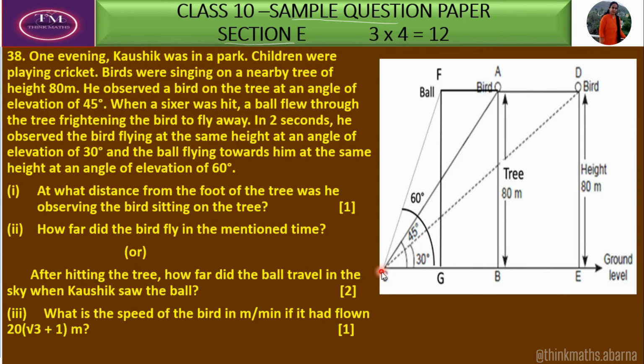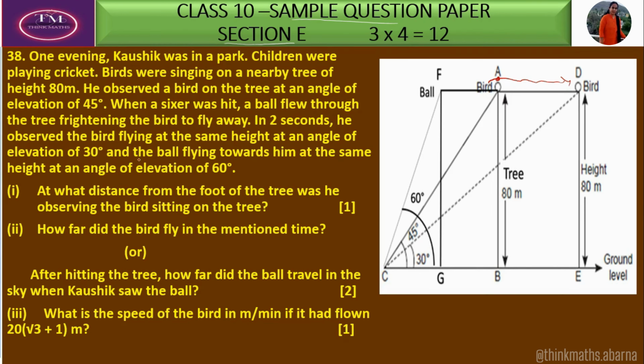When a sixer was hit, a ball flew through the tree. So when a sixer was hit from somewhere, this ball flew through the tree, frightening the bird to fly away. So what happened when the ball was hit on the tree? This bird flew away. So how did it fly? In 2 seconds, he observed the bird flying at the same height. So with the same height, the bird is flying. Okay. So it reached the distance AD. From A, it reached D.